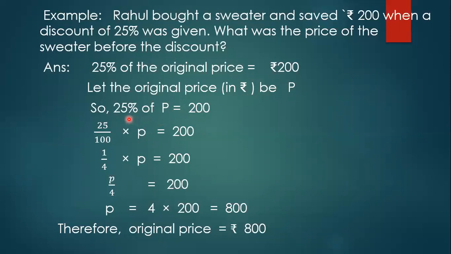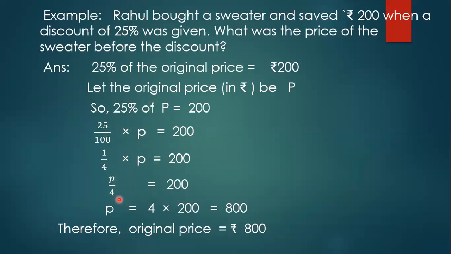Now this percentage we will write as a fraction. 25% we can write as 25 upon 100 into P. Remember, for "of" we have to multiply only. 25 upon 100 into P is 200. Here also we can find the reduced form. 25 upon 100 we can write as 1 upon 4. 1 upon 4 into P is 200. Now 1 into P will give P. P by 4 is equal to 200.